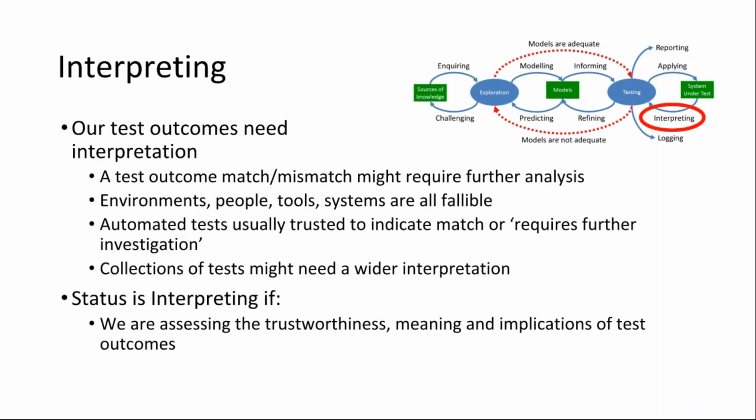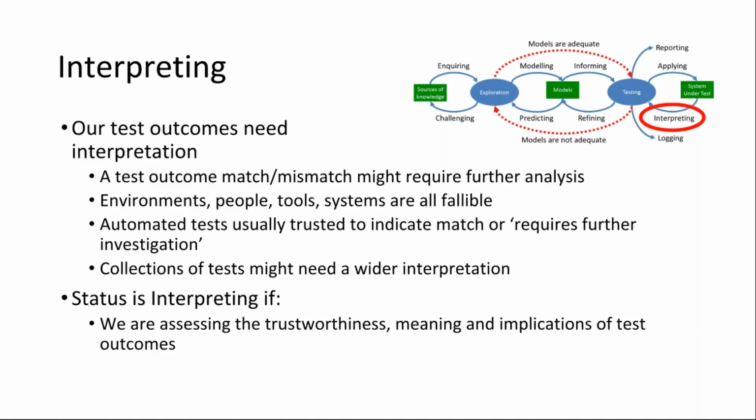Now, when we run a test and we get a match or mismatch, usually there's some human intervention to interpret that outcome. So whether we're running one test and saying, yes, there's a failure, but is it a failure in the system under test? Is it a failure in the environment? Is it a failure in the technology that's running that test? Is it a failure in the definition of the test? That's what I mean by interpretation. Partly it's about trust. Do we trust the test to tell us what we need to know?